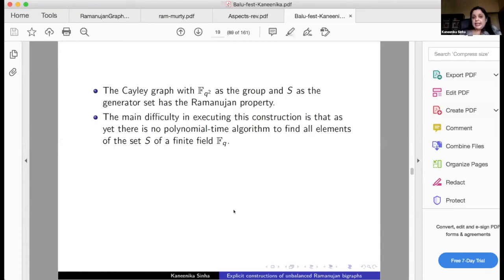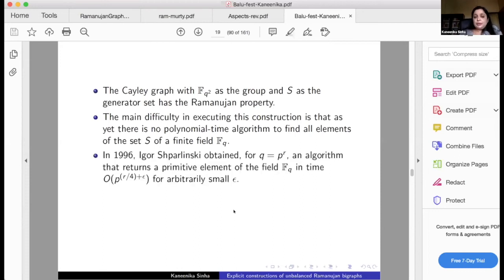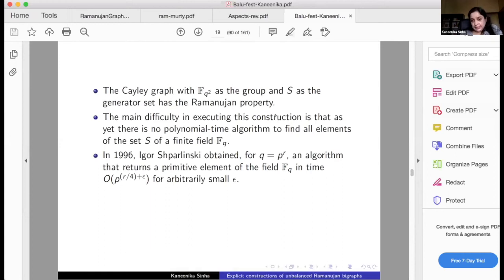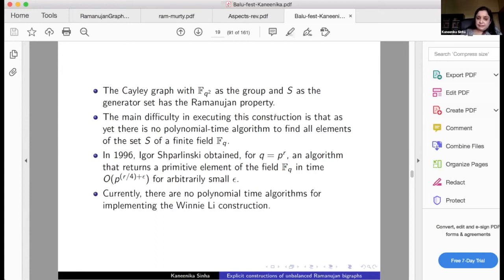But the main difficulty in executing this construction is that as yet there is no polynomial time algorithm to find all elements of the set S. In 1996, Professor Shparlinski obtained, for q equal to p to the r, an algorithm which will return a primitive element in the underlying field in time O of p raised to r over 4 plus epsilon. This still remains the most efficient known algorithm to return a primitive element of the field F sub q.